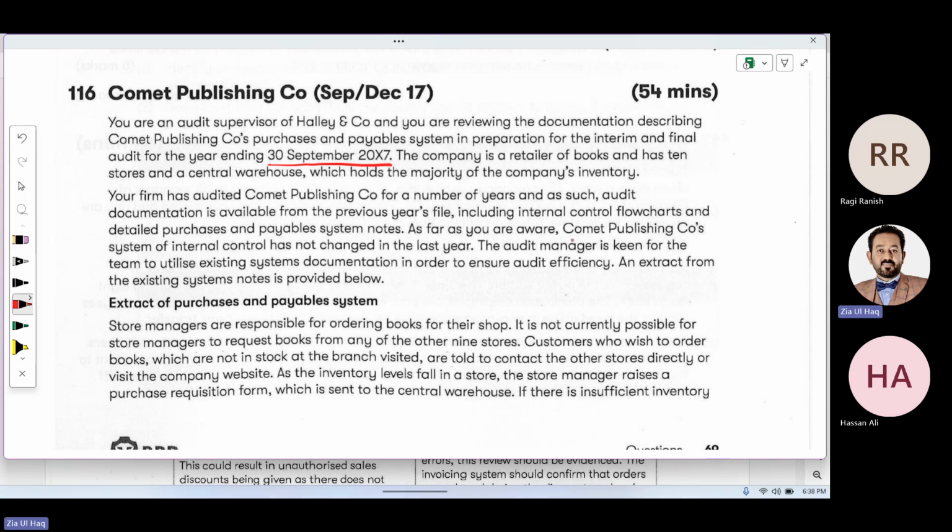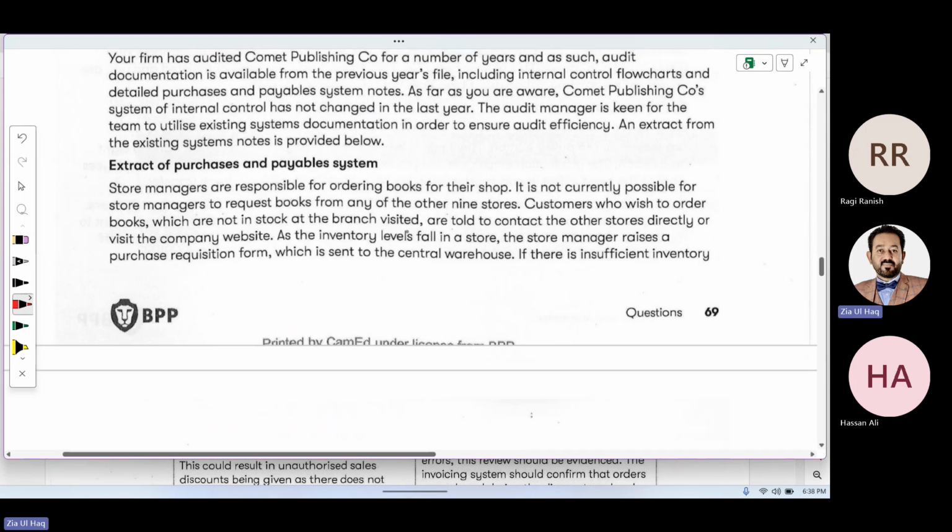As far as you are aware, the company's system of internal control has not changed in the last year. The audit manager is keen for the team to utilize existing system documentation in order to ensure audit efficiency. An extract from the existing system notes is provided below.